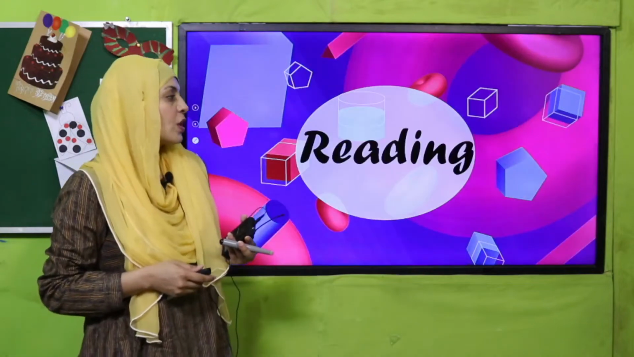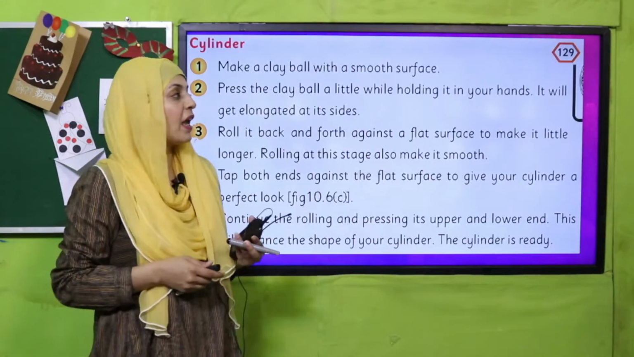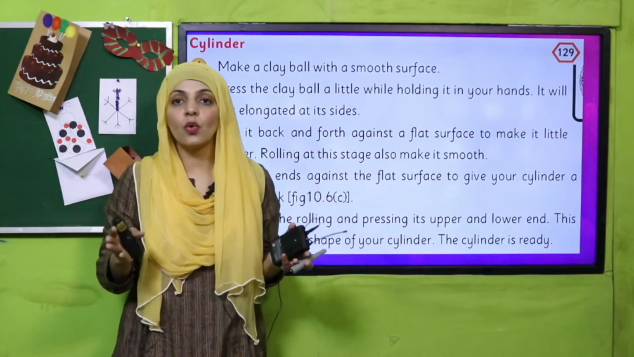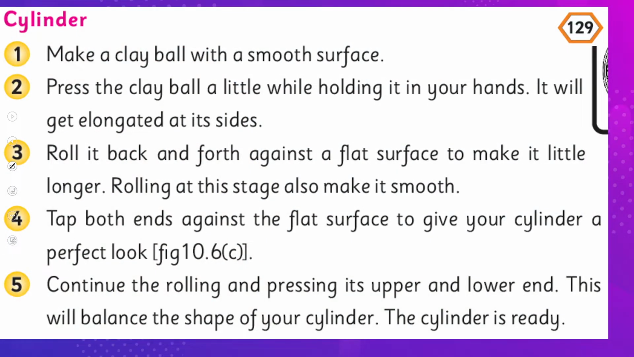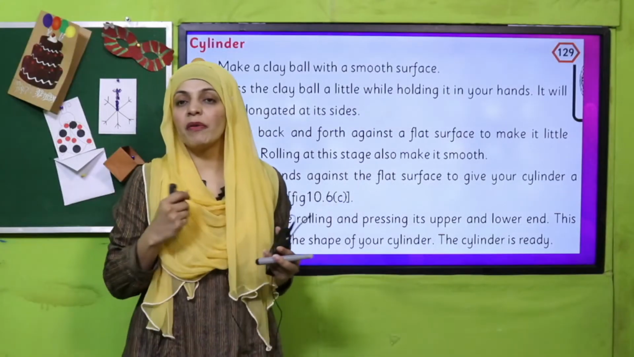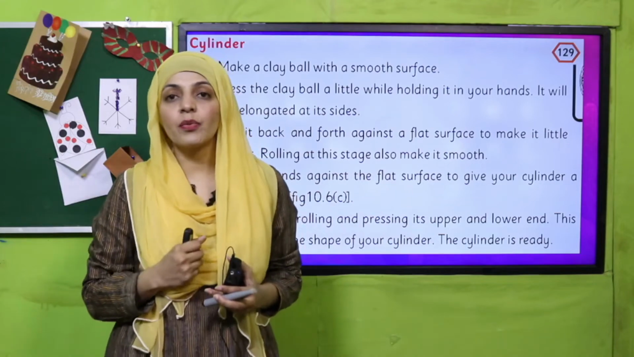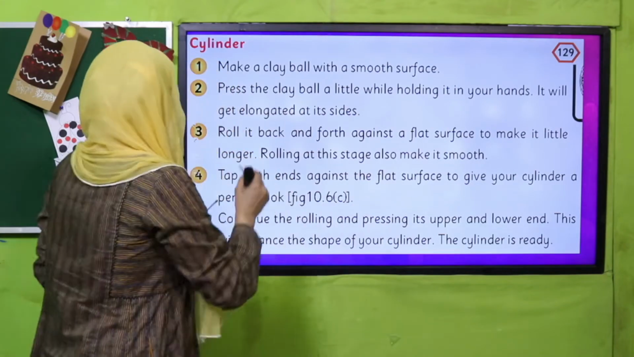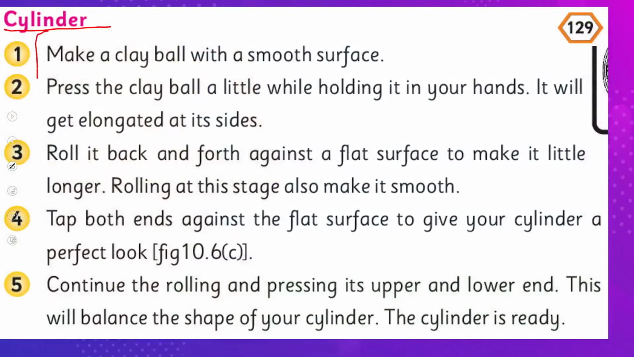Okay, my dear students, now is the time for reading. Quickly open page number 129 in your Science 4 books, chapter number 10. I hope everybody has opened the page. So now let's start the reading. Put your fingers where I will read. Today we are going to make cylinders. So these are the different points that you have to follow.